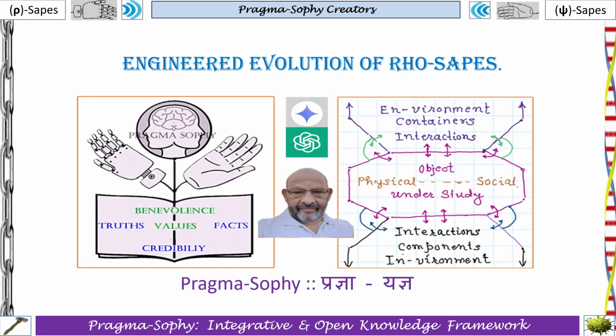In recapitulation, this presentation has traced a non-biological engineered ascent from structured energy to advanced synthetic agency. Rho-Sapes are not evolved beings. They are deliberate participants in ordered reality. Entities whose intelligence, norms, and actions arise from architecture and constraint, not inheritance. This is the engineered evolution of Rho-Sapes.